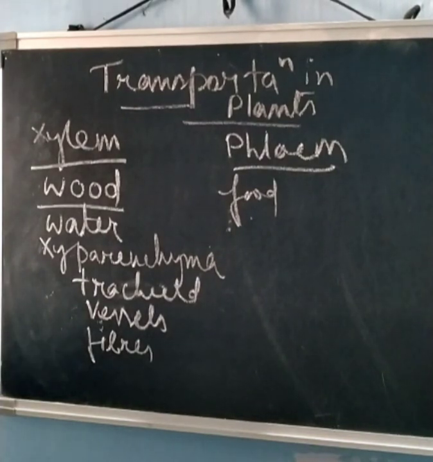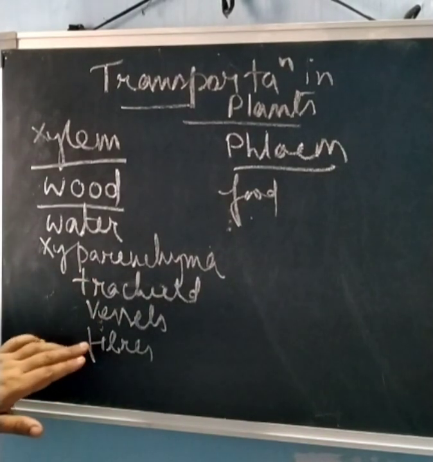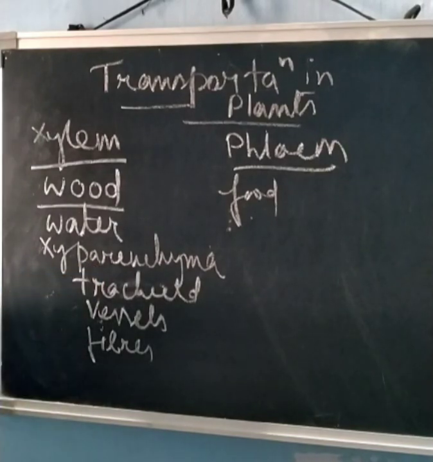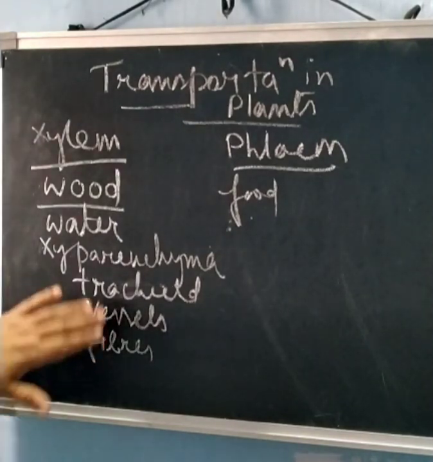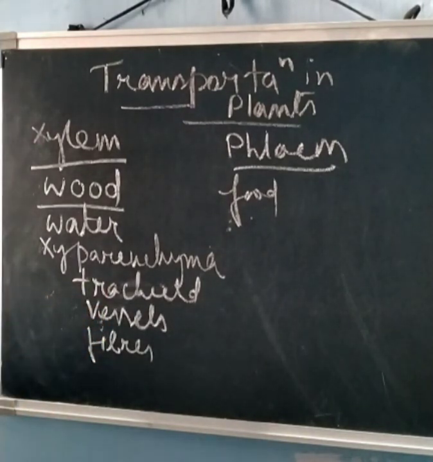And in this xylem, out of these four components, only one is living, that is xylem parenchyma, which is a living cell, but the rest are all dead cells. So they have the conducting elements. These are the conducting elements, mainly tracheids and vessels.